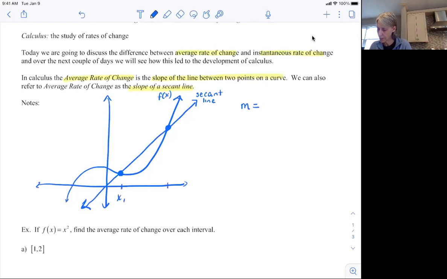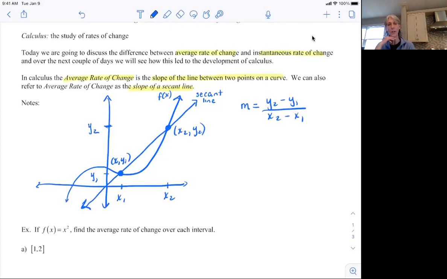x1, x2, y1, y2. So for each of these points, x1, y1, x2, y2, if we set up our slope formula, y2 minus y1 over x2 minus x1, we get the slope of the line. Therefore, we get the average rate of change.